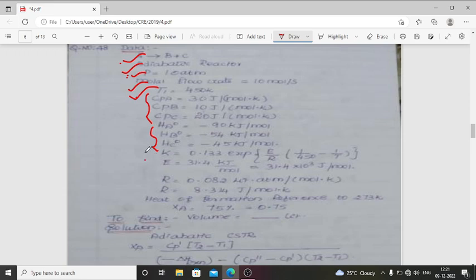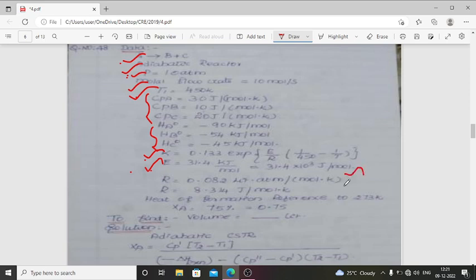So here the rate constant is not directly given. The equation is given: k is equal to 0.133 exponential of E by R into (1 by 450 minus 1 by T). Here the E value, the activation energy, is given: 31.4 kilojoule per mole. The kilojoule is converted into joule because all these values are in joule. So 31.4 into 10 to the power of 3 joule per mole. This is the activation energy.